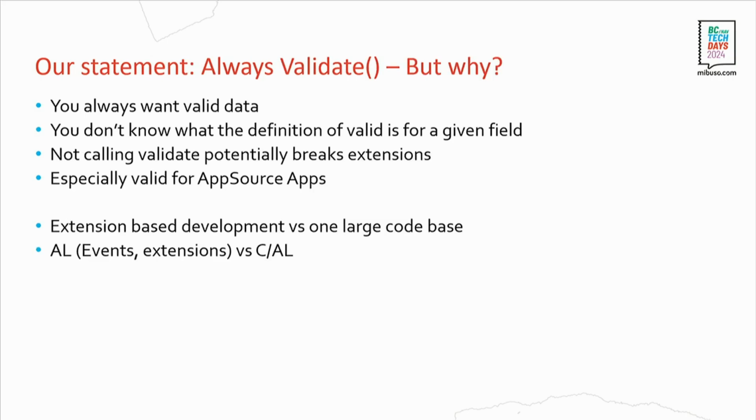Okay, now, why do we now want to always call validate? First of all, we always want valid data. If the data we have in our fields in the database is not valid and we cannot rely on that it is valid, then what should we do with the data? And the thing is, you don't know the definition of valid for a given field nowadays, because you don't know what extensions will end up in a database.